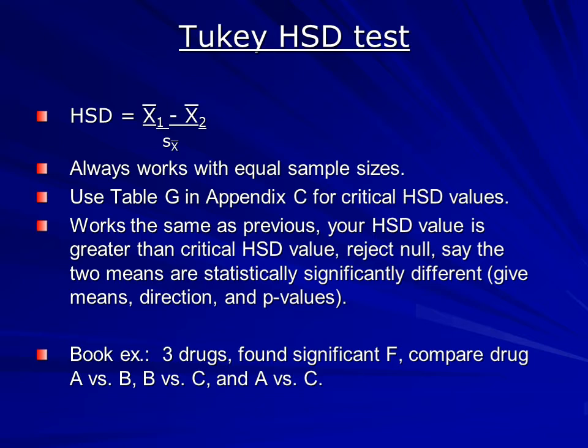If you look at this fourth bullet, it works the same as previous. If your honestly significant difference value is greater than the critical value, you reject the null and say the two means are statistically significant. Give me directions, means, and p-values. We're going to use the example again from the book about the three drugs. So click on the next slide.